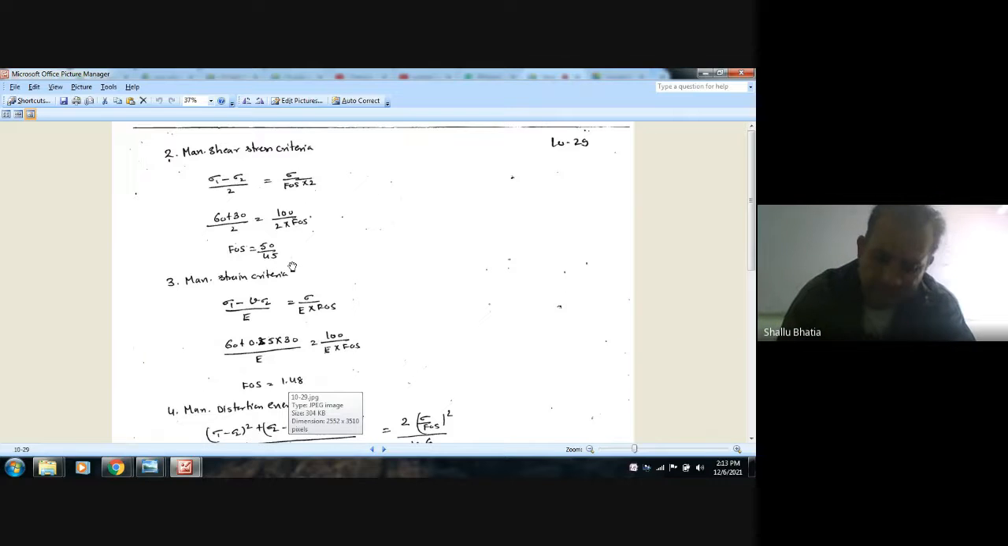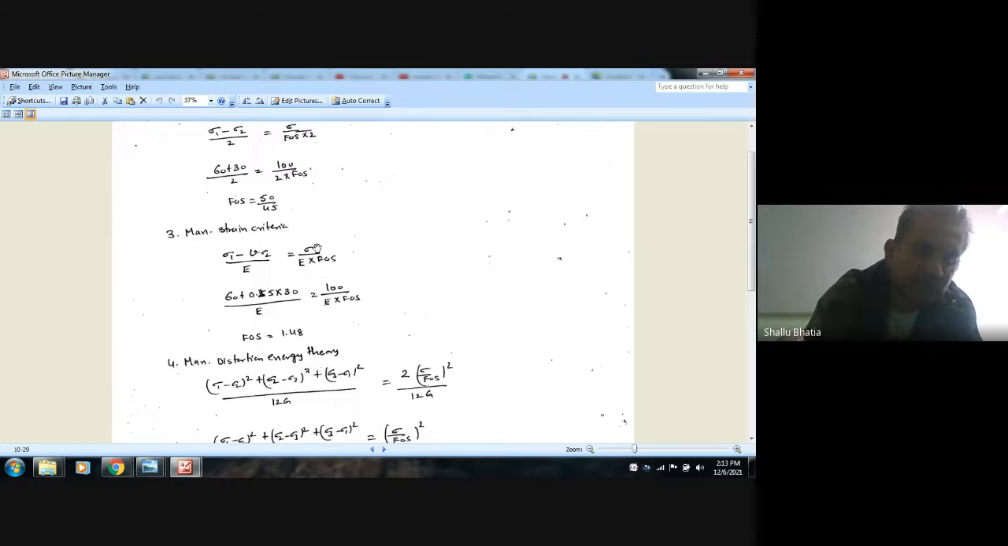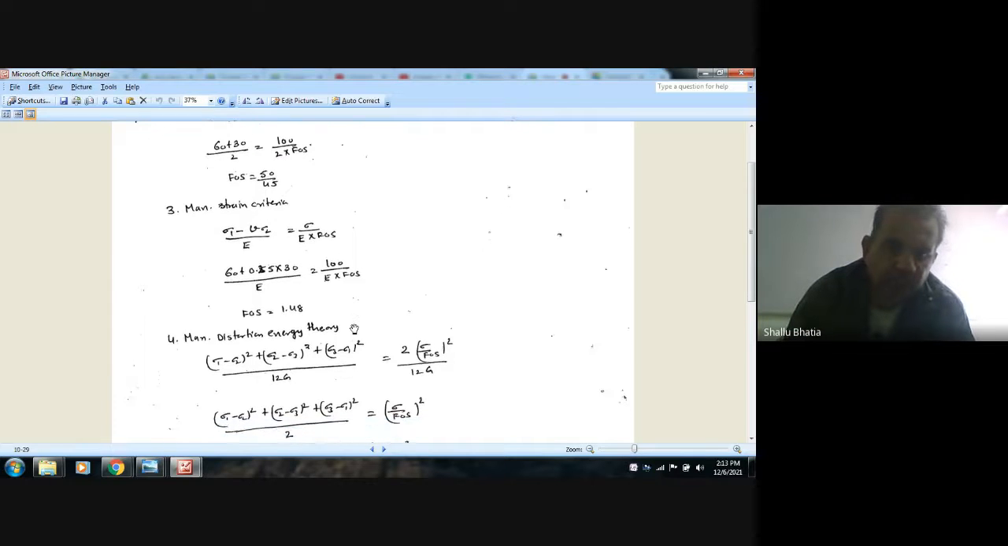Next, maximum strain criteria. Maximum strain will be sigma divided by E. If it is divided by factor of safety, then it will be the working strain. Then (60 plus 0.25 times 30) divided by E, and we will get the factor of safety as 1.4.